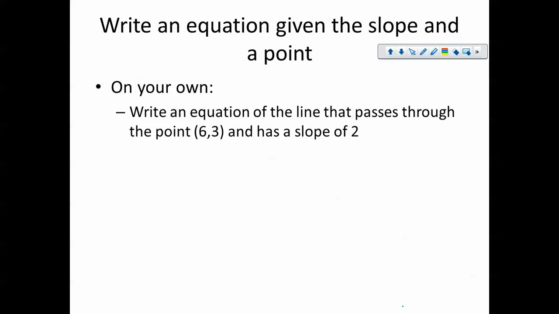You should have done that previous question on your paper, so here is the worked out solution. We're writing an equation of a line that passes through the point (6, 3) and has a slope of 2. So, step 1, identify the slope. We've done that. It's 2.